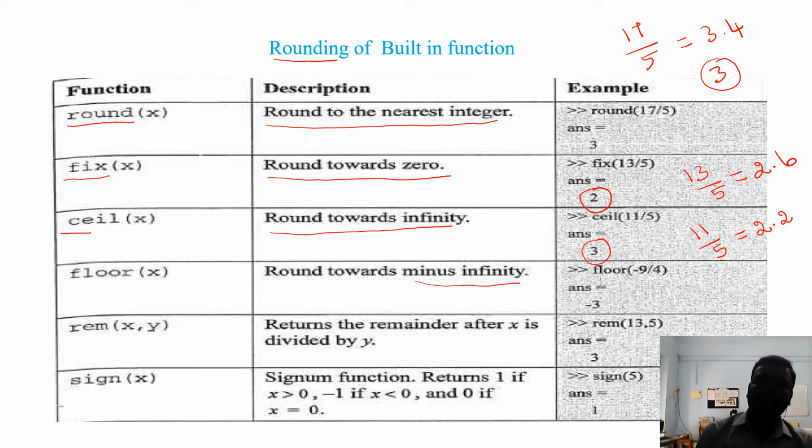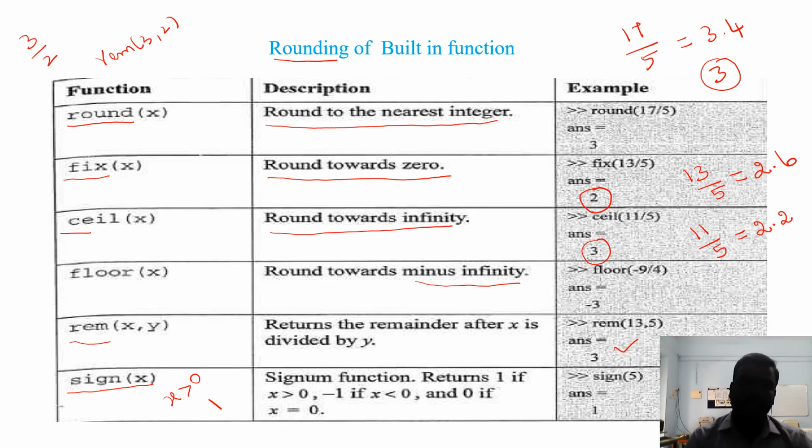We want to find the remainder of values. I take 3 by 2. If we want the remainder, we can use the command rem(3,2). The numerator is first, the denominator second. The answer here is 1. Similarly, we can take the two numbers 13 comma 5. The remainder is 3. And the next one is the sign of an integer. If x is greater than 0, the answer is displayed as 1. If x is less than 0, the answer is displayed as minus 1. And if x is 0, the answer is displayed as 0.